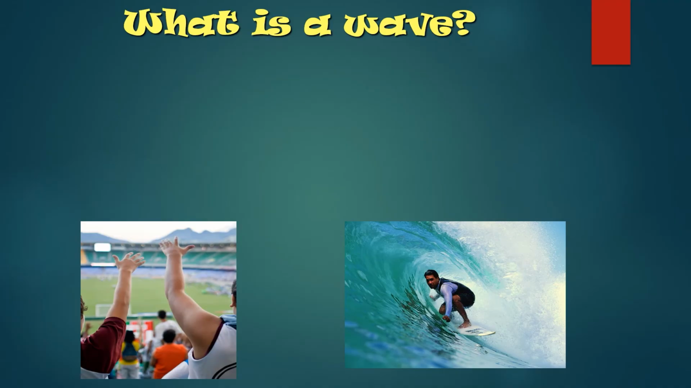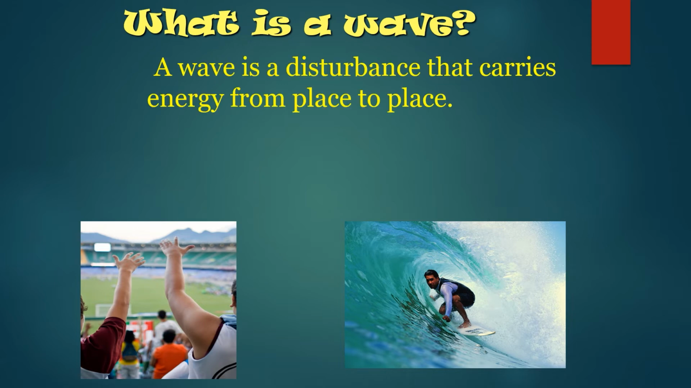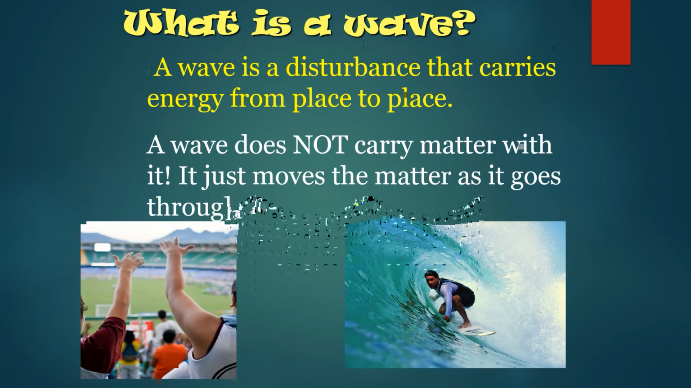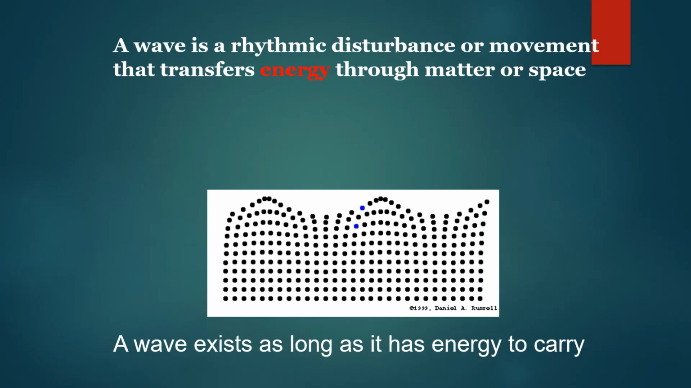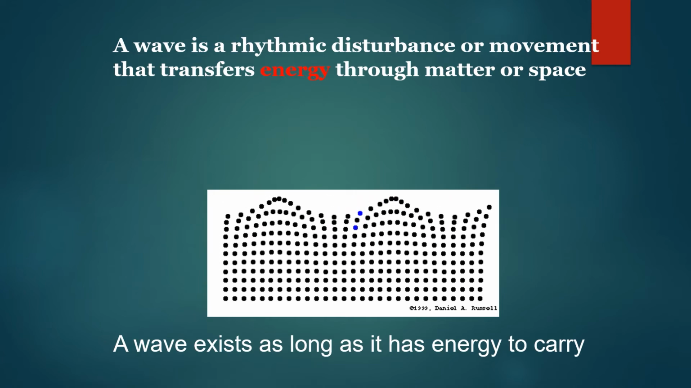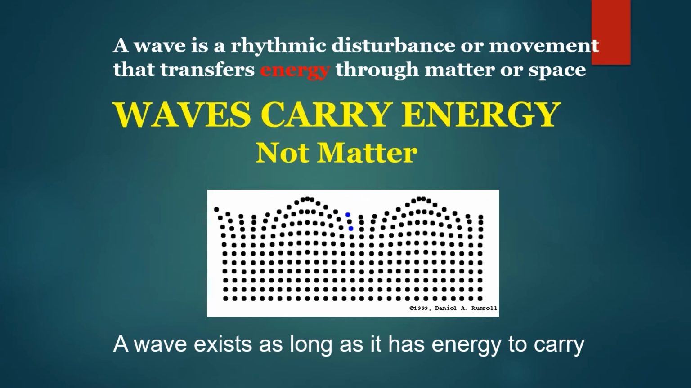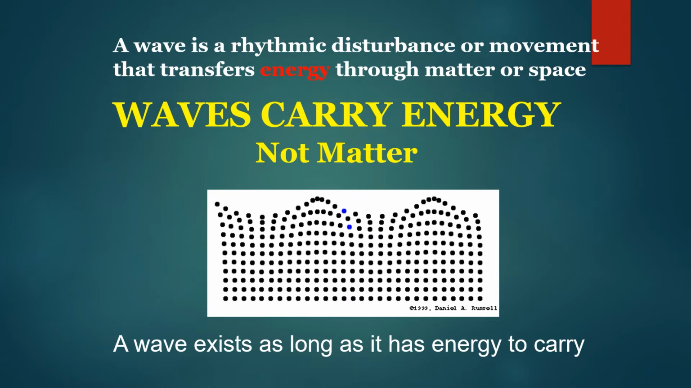What is a wave? A wave is a disturbance that carries energy from place to place. A wave does not carry matter with it. It just moves the matter as it goes through it. A wave is a rhythmic disturbance or movement that transfers energy through matter or space. Waves carry energy, not matter. A wave exists as long as it has energy to carry.